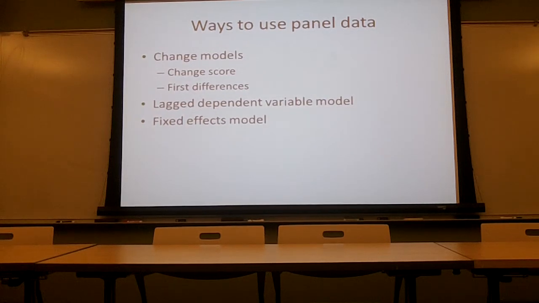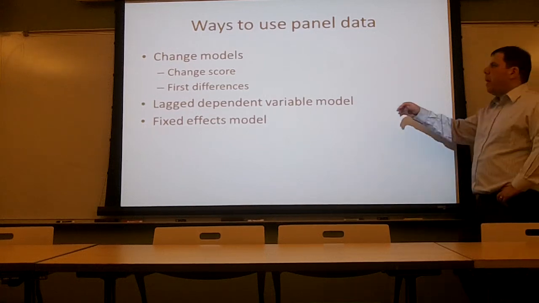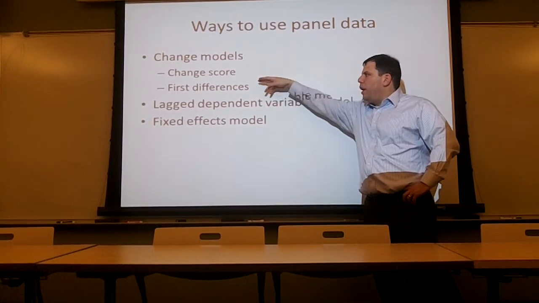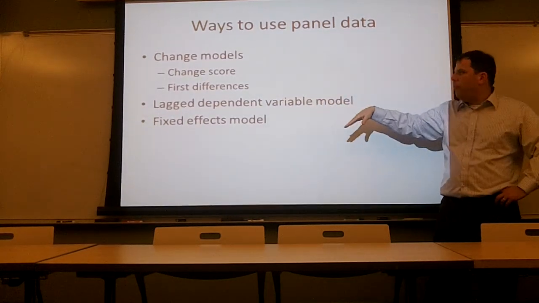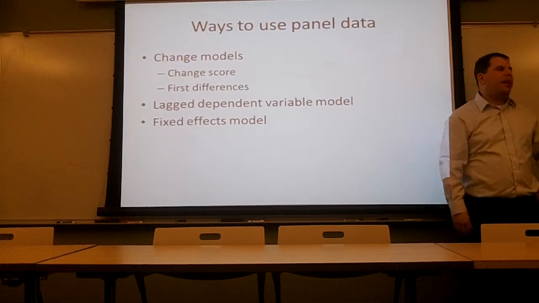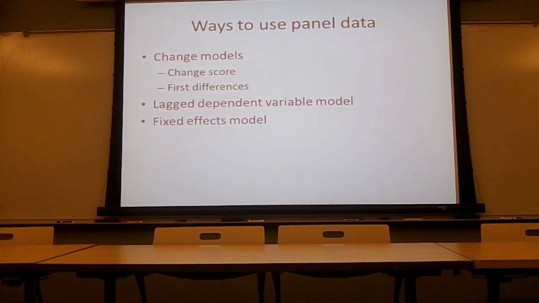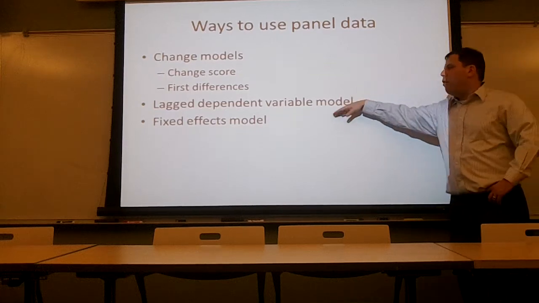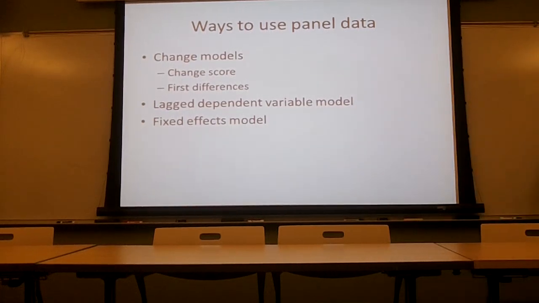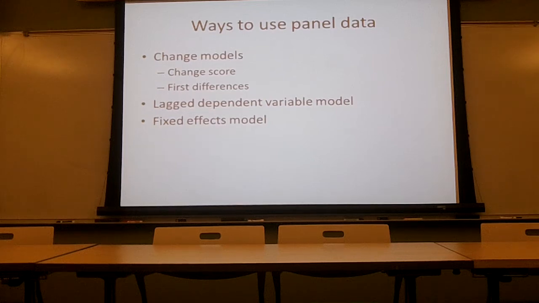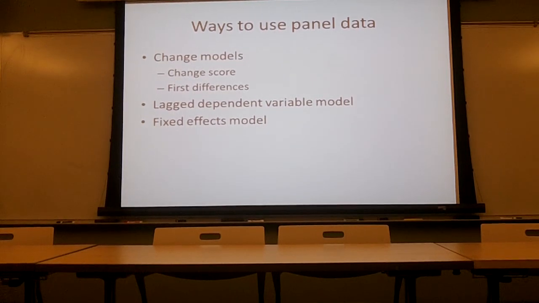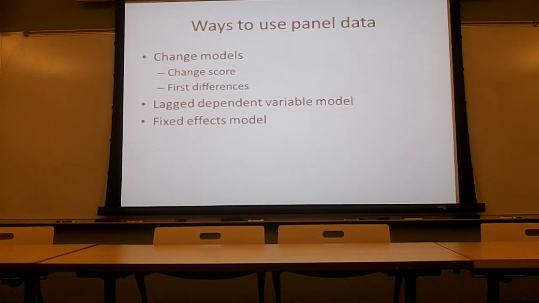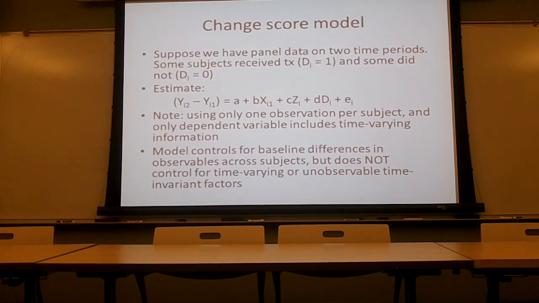So I want to introduce a handful of model approaches that you can use to analyze panel data. In the first bucket are what we call change models, and there are two here: the change score and the first differences. I'll go into each of these in more detail. The third option is a lag dependent variable model, and the fourth model is called fixed effects. I'll try to get through these three today, and we'll pick up fixed effects and whatever I don't get to today on Thursday. But this is the basic menu of ways to leverage panel data. I'll start simple. None of these is that complicated once you understand what's going on.